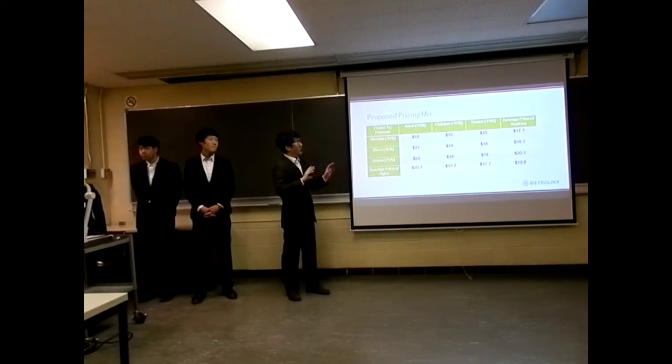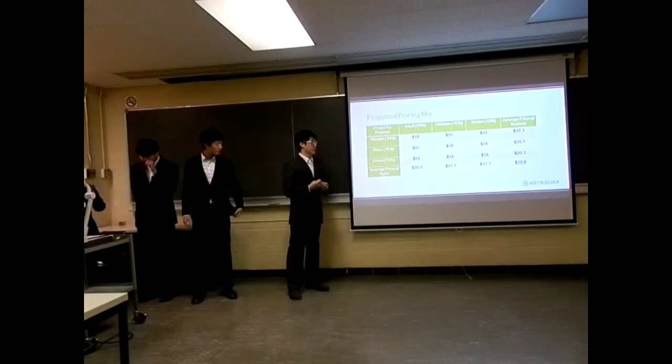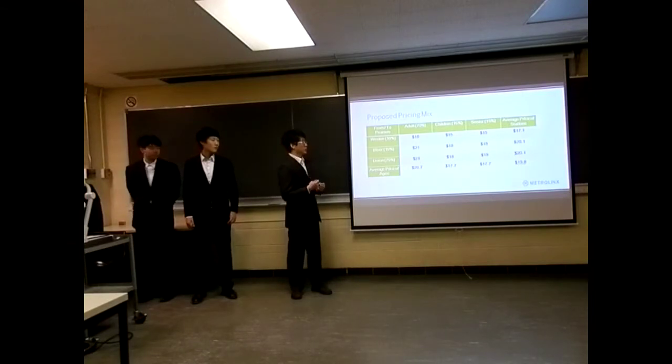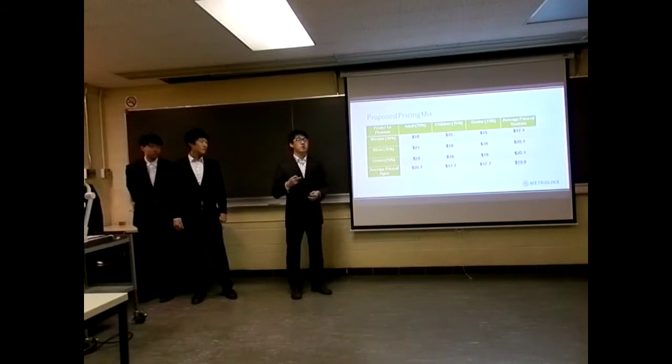When you combine all those weighted prices, in the bottom right corner is our overall weighted price, which is $19.8. That means that on average, under the variable pricing strategy, we're going to charge each passenger $19.8, which is $0.2 lower than our fixed pricing strategy.